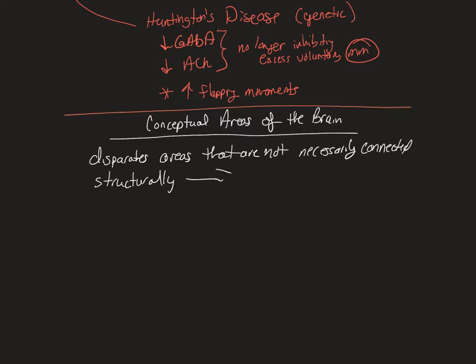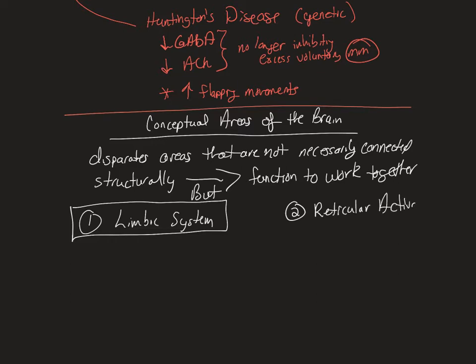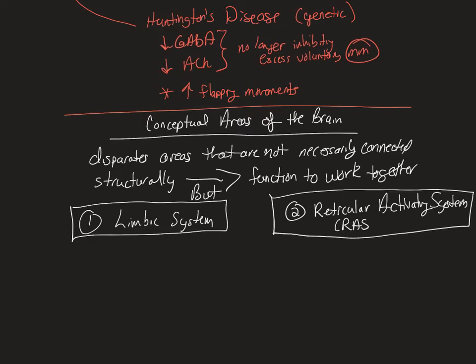They're not linked, but they function to work together for a certain purpose, okay? So we've got these things spread out all over the place, and then they come together to work on something. The two most famous ones that we're going to talk about are the limbic system, okay, and the reticular activating system. Which from now on, because it's a pain to write all that out, I'm going to abbreviate as the RAS. Okay? Not the cross, the RAS.